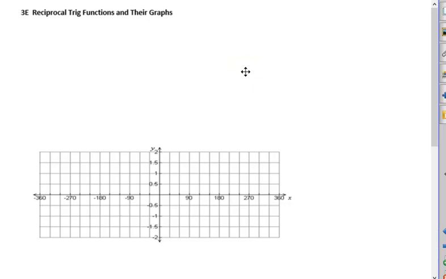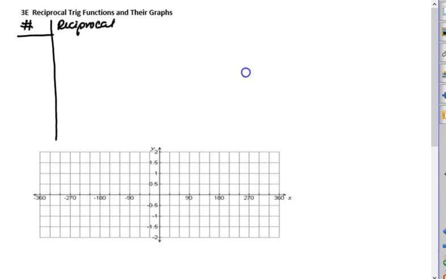There are three other functions besides sine, cosine, and tangent that are called trig functions. They are the reciprocal trig functions. Before I introduce those, let's just remind you what a reciprocal is and some reciprocals of some common numbers that you may have forgotten. So let's make a little chart. Here's the number and here's the reciprocal of the number.